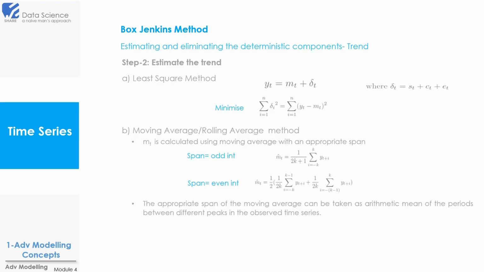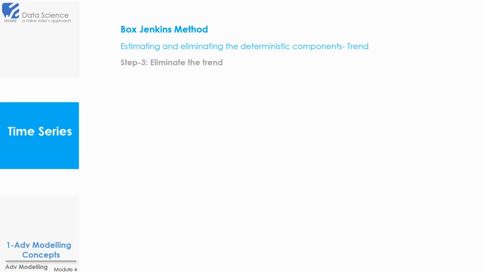So we have checked the presence of trend and the trend was present. Then we estimated what is the trend, and after estimating the trend, the third step is to eliminate the trend. So the simplest method for eliminating the trend is subtraction. In this method, the trend eliminated series can be obtained as Yt minus Mt, where Mt is the estimated trend.